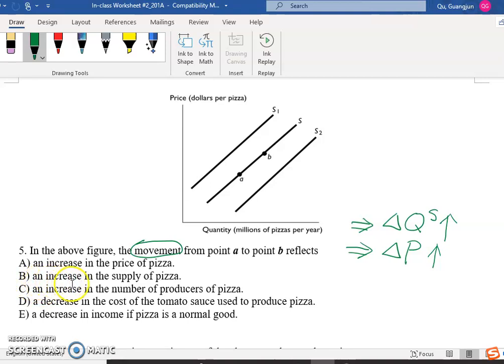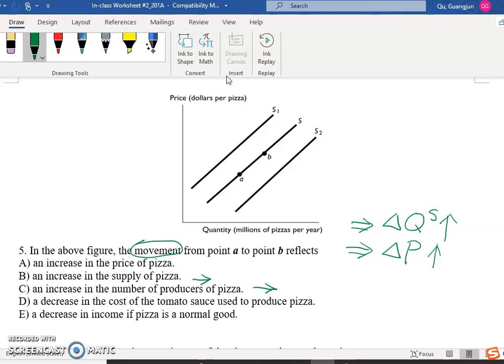B says increase in the supply of pizza. Again, if this is true, we are supposed to see on the graph a rightward shift of the supply curve. It's not going to be a movement, so B is not correct. C says an increasing number of producers of pizza, just like the coffee bean example we discussed. So if the number of producers rises, we're supposed to see an increase in supply. So there has to be a rightward shift of the supply curve, which is not demonstrated in the graph.